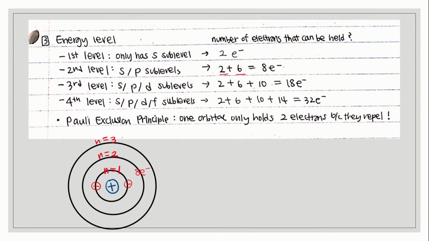And the third level can have 2 plus 6 plus 10, so 18 electrons. And the fourth level can contain 32 electrons at maximum. Pauli exclusion principle states that one orbital only holds 2 electrons because they repel each other. So because of the repulsive forces, an orbital cannot contain more than 2 electrons.